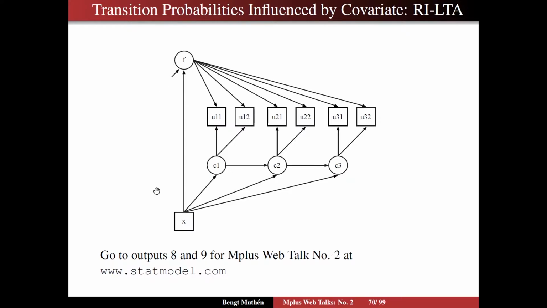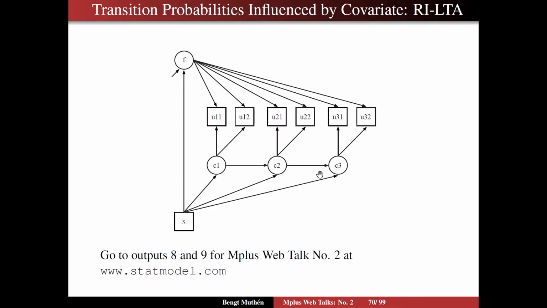However, for different groups like poverty and non-poverty, we can expect the latent class proportions to be different, and also the latent class transitions. So we want to investigate whether X has an influence going also this way.